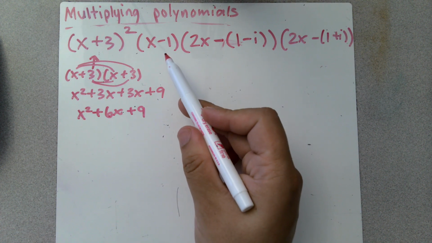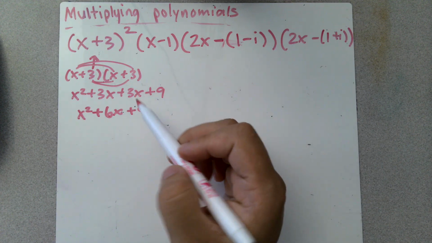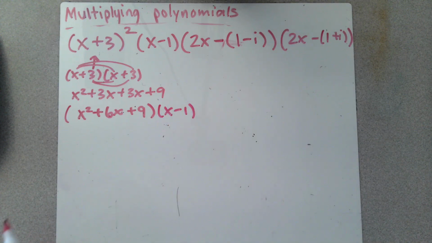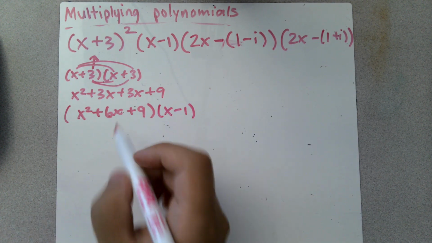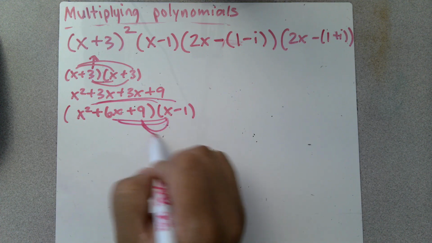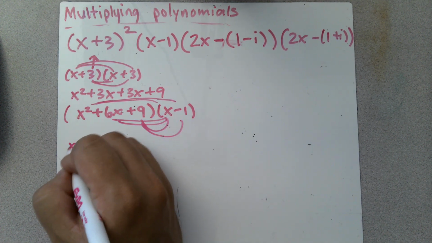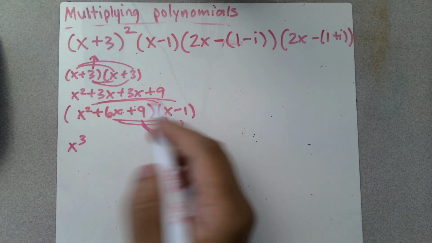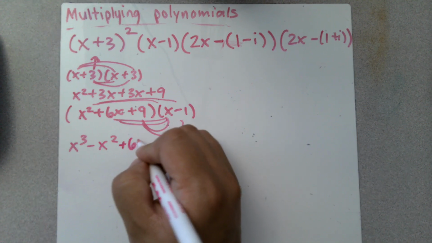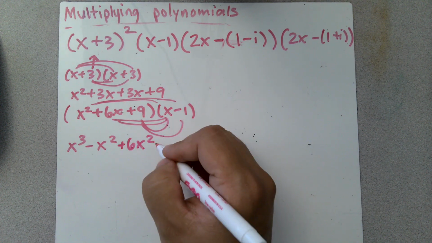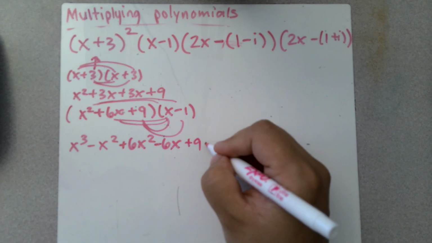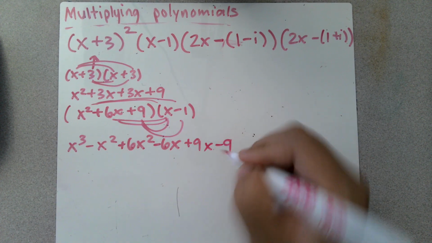Now, this x minus 1 doesn't have an imaginary part yet. So I'm just going to multiply x squared plus 6x plus 9 times x minus 1. So let's distribute. x squared times x is x cubed. x squared times negative 1 is negative x squared. 6x times x is plus 6x squared. 6x times negative 1 is negative 6x. 9 times x is 9x. 9 times negative 1 is negative 9.